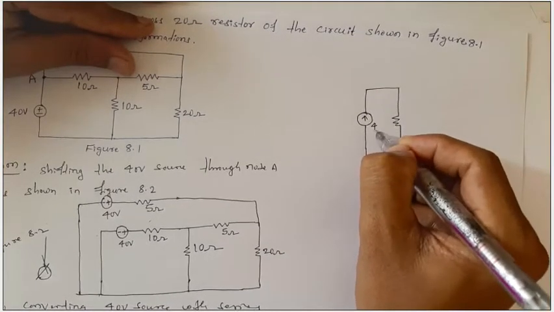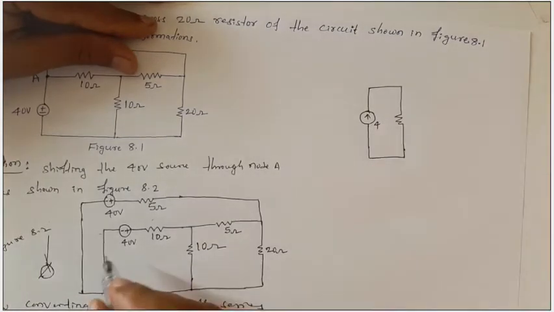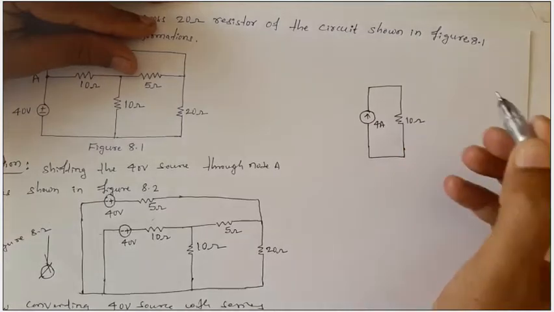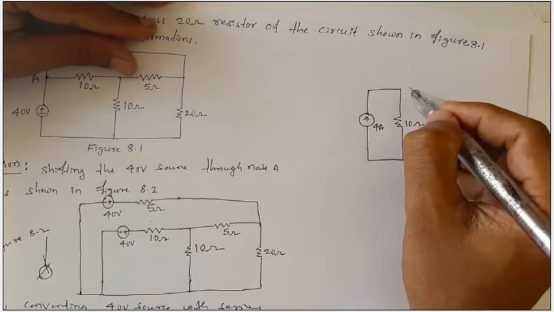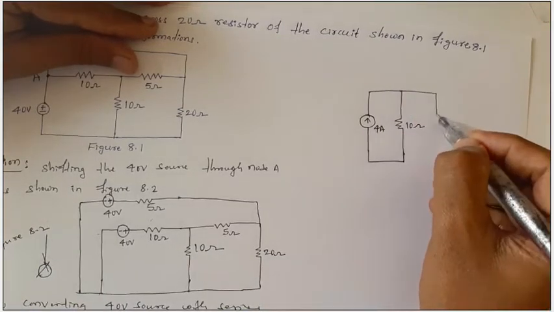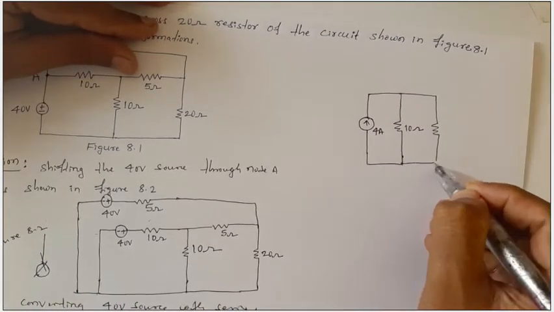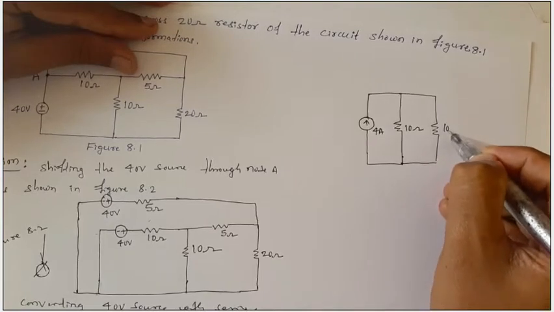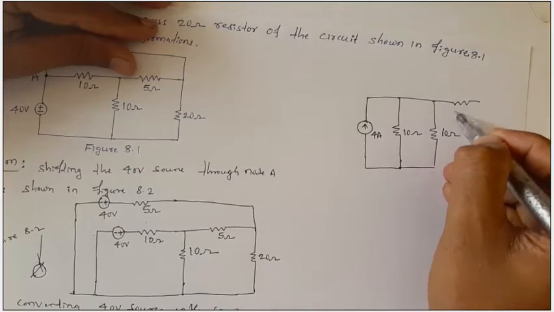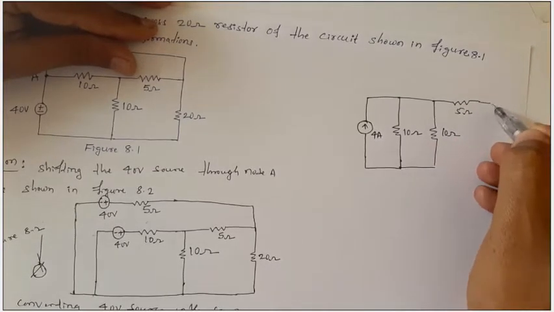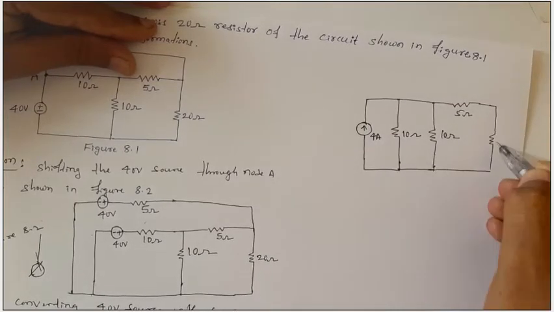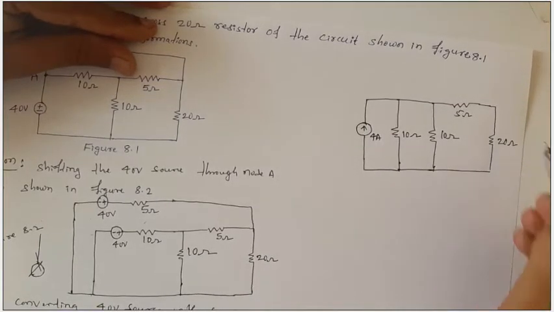This is 40 by 10, which is 4 ampere. This is 10 ohm, and this 10 ohm resistance is already in parallel, so it will now come in parallel with 10 ohm. Then this 5 ohm resistor is here, and we have a 20 ohm resistor here, where we are supposed to find the voltage across this 20 ohm resistor.